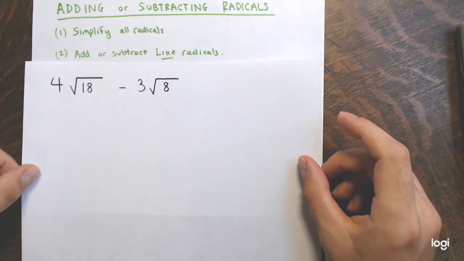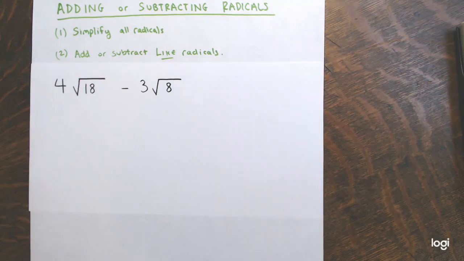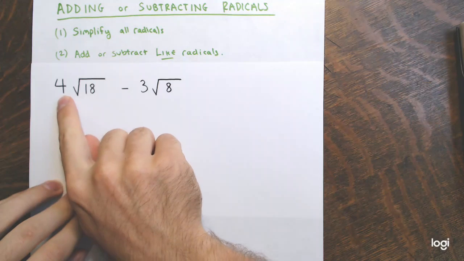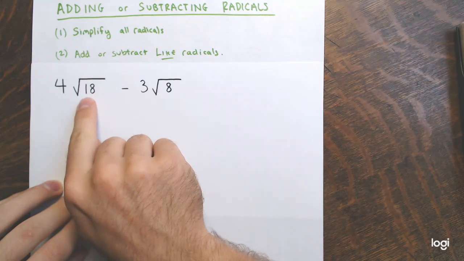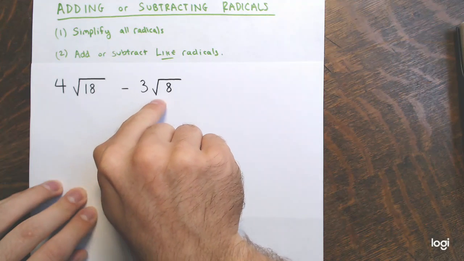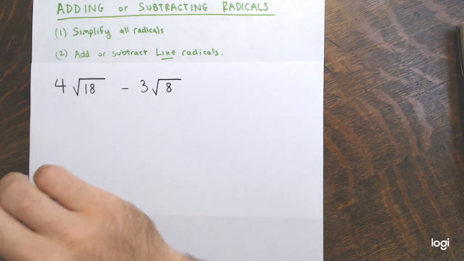Here's my next example. All right, so we're back to square roots. I have 2 terms this time. First term is 4 times the square root of 18, plus, and then the next term is negative 3 times the square root of 8.